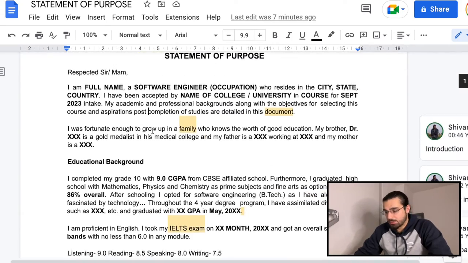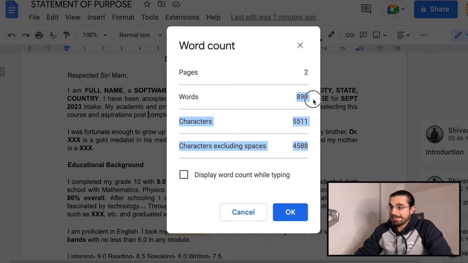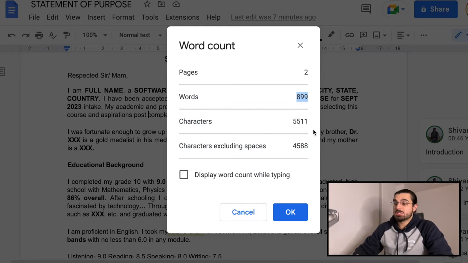And if you also want to take a look at the word count, it is 899 words. So this is actually below the word limit of 1000 to 1200 words. Now this is because this is just a sample SOP and not an actual full-fledged, fully detailed statement of purpose. But when you write your SOP, it should be between 1000 to 1200 words, and you have to fill in a lot of the missing pieces of information.